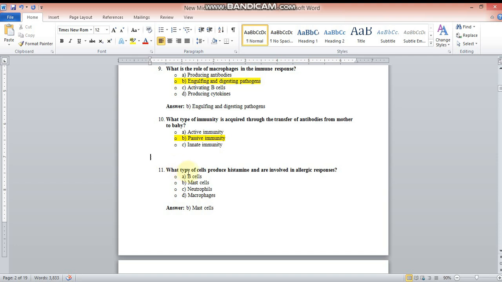The next MCQ is, what type of cells produce histamine and are involved in allergic response? A. B cells, B. Mast cells, C. Neutrophils, and D. Macrophages. So the correct option is B.